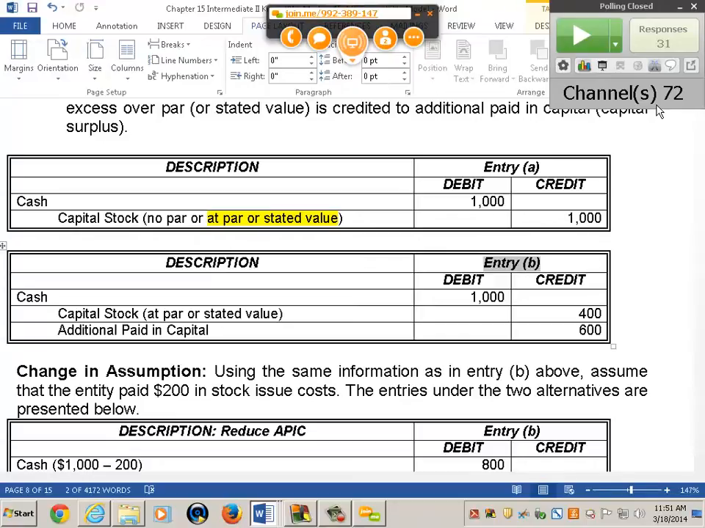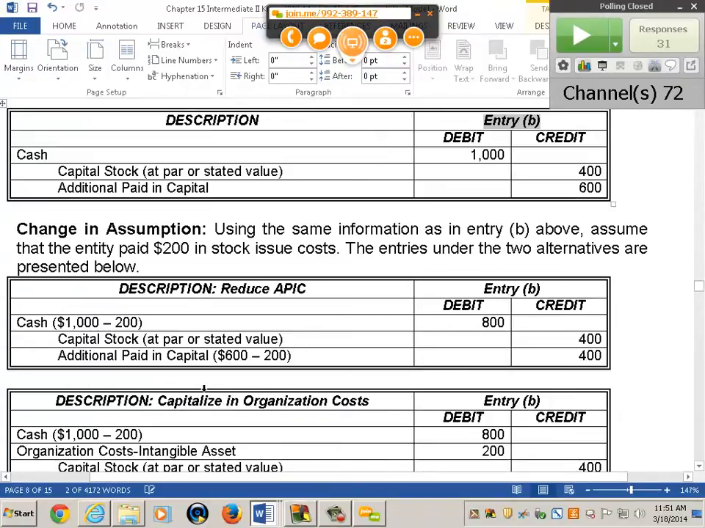Okay. Now, something you probably didn't deal with, or you might have dealt with, depending on where you took the basic accounting, is going to deal with the stock issue cost. And here are our two possibilities. Let's assume you go to an underwriter to float the shares. The shares will sell for 1,000, but they'll only give you 800. They're going to charge you 200 for their services.